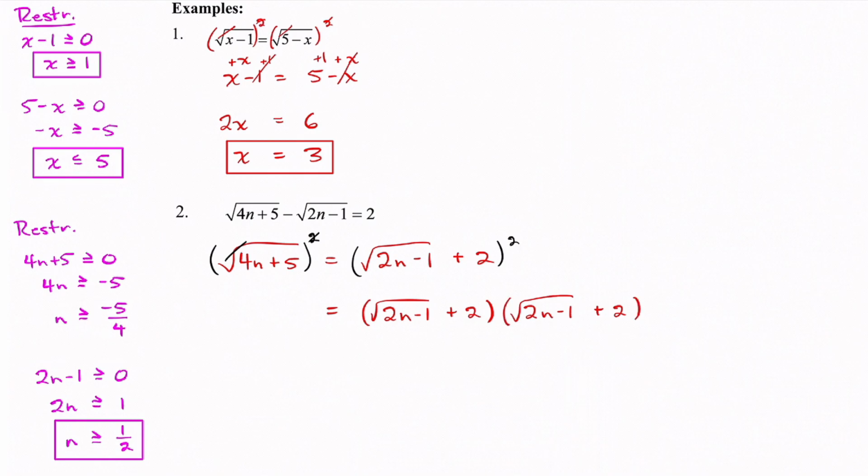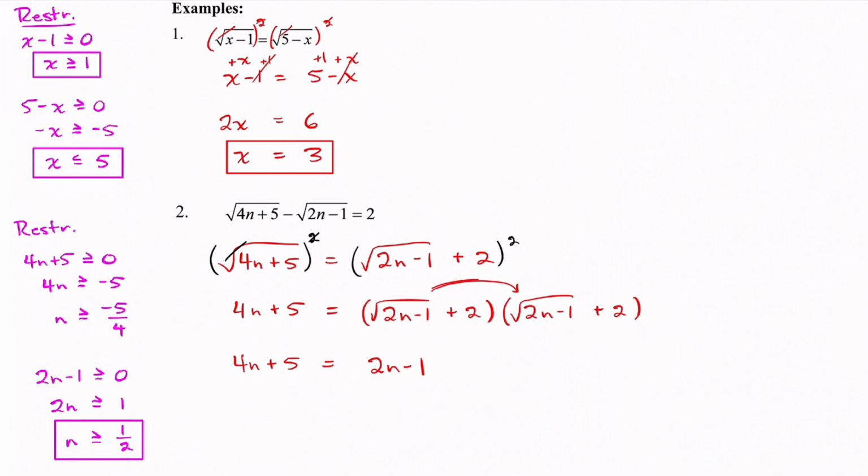And then on the other side, that canceled out, and we just have 4n plus 5. So we got kind of a mess here that we're going to need to FOIL and see what we get. So the left is just going to stay the same. On the right side, we're going to have a root 2n minus 1 times a root 2n minus 1, and that just equals 2n minus 1. The square roots cancel out. So we've done that one.